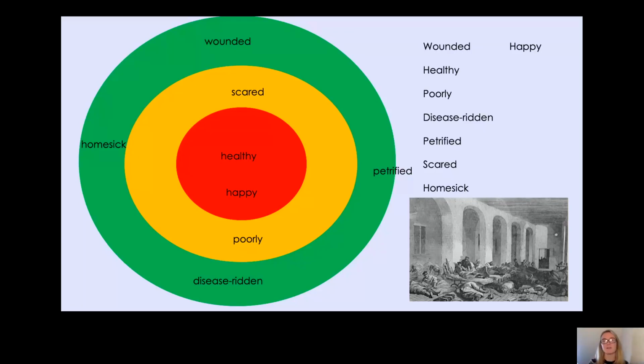So there you go. In our red, we've got the adjectives healthy and happy. In the orange, we've got scared and poorly. And in the green, we've got wounded, homesick, disease-ridden, and petrified.